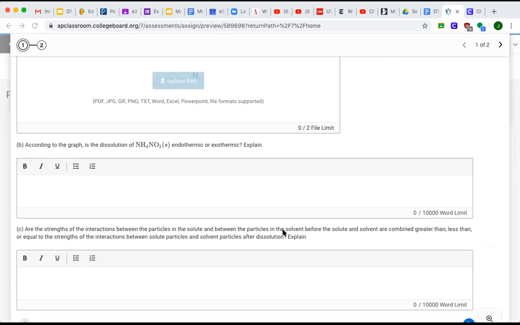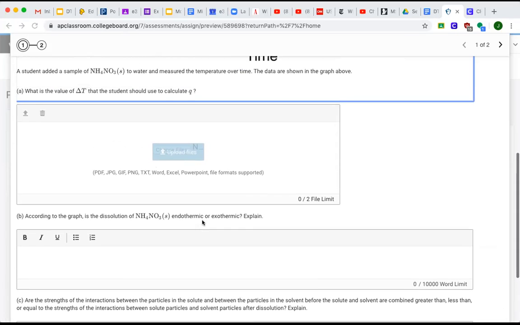So among the particles in the solvent before the solute and solvent are combined, greater than, less than, or equal to the strengths of the interactions among solute particles and solvent particles after dissolution? Explain. That's a really good question, and we'll talk about it. But first, we're going to talk about A and B.